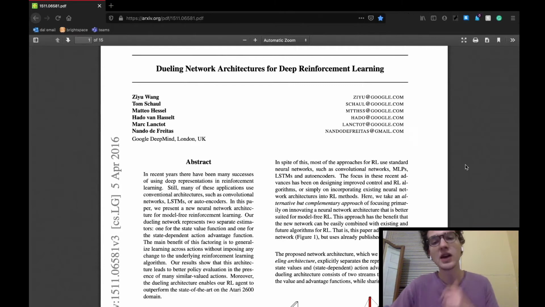So today we're going to be finishing our discussion on the dueling network architectures for deep reinforcement learning paper by the Google DeepMind team. This is the second installment for our discussion on this paper, and today we'll be looking at the experiments, conclusion, and discussion sections of the paper.